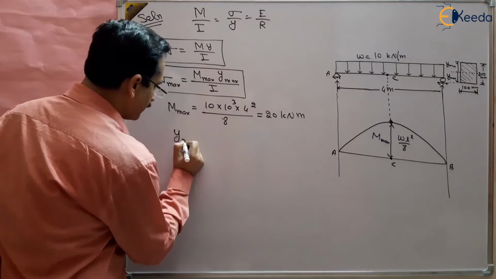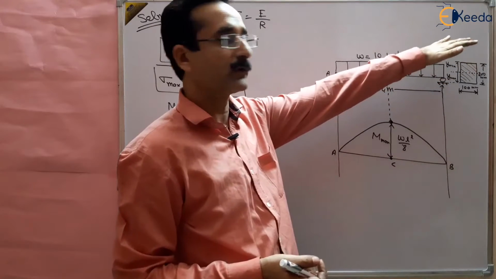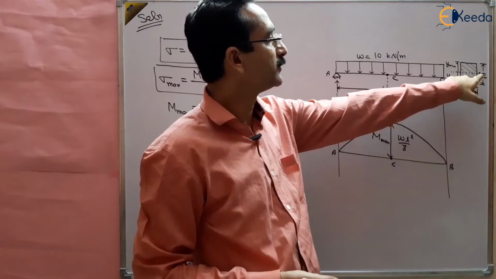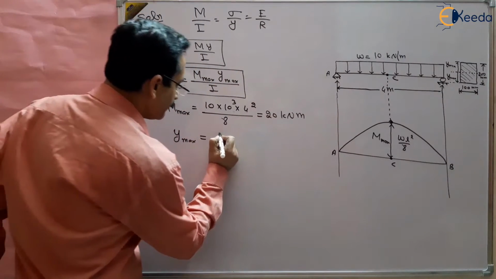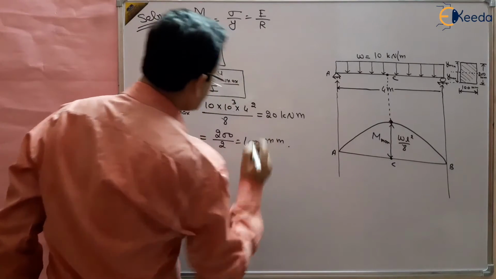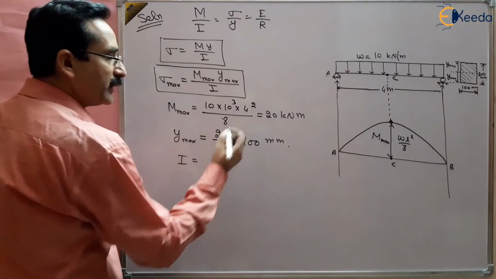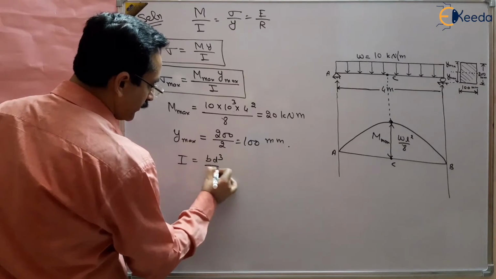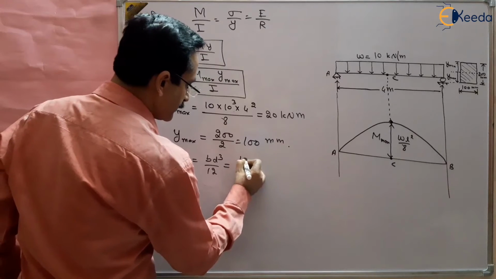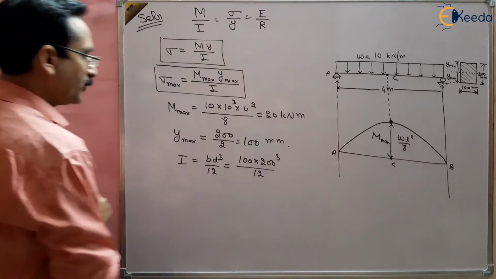What is y max? That will be equal to the maximum fiber distance, the outer fiber. This is 200 total depth, so it will be 200 by 2, that is 100 millimeter. So we have got M max and y max. What is I? Moment of inertia, that is BD cube by 12. So B is 100, D is 200, 200 cube by 12.